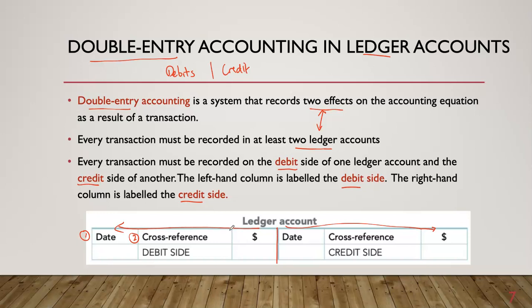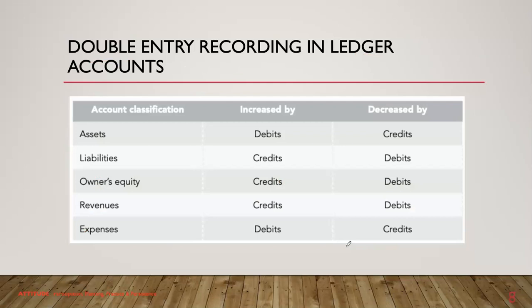But every time I get a transaction, I'm going to have one record on the debit side, and in another ledger, I'm going to record it on the right-hand side. And I'm going to record the date, something called a cross-reference, and the amount that this particular ledger has increased or decreased. Now, how do I work out whether it's a debit or a credit? Here is your table that will become your Bible. There is no real logic in terms of increases of debits, decreases of credits.